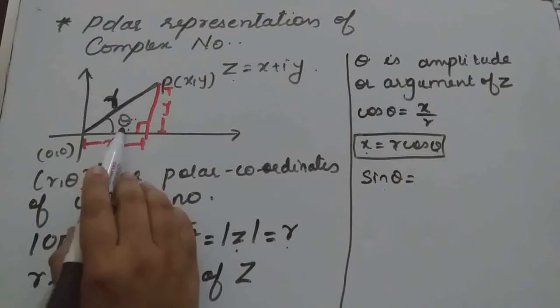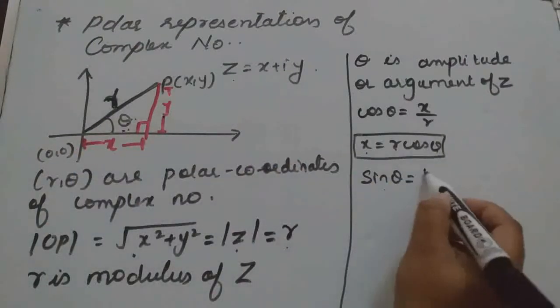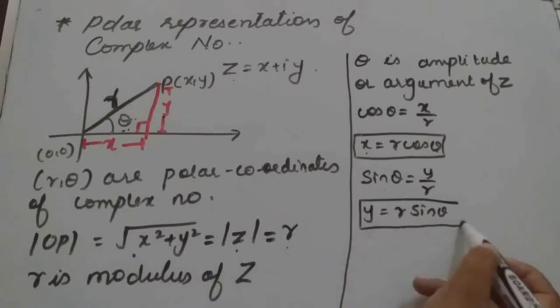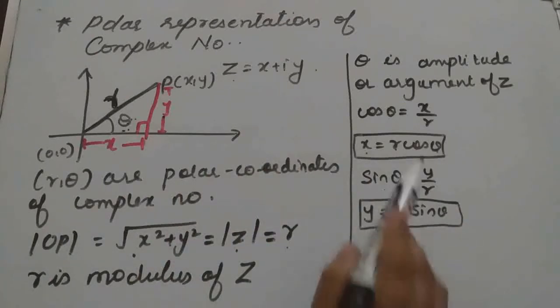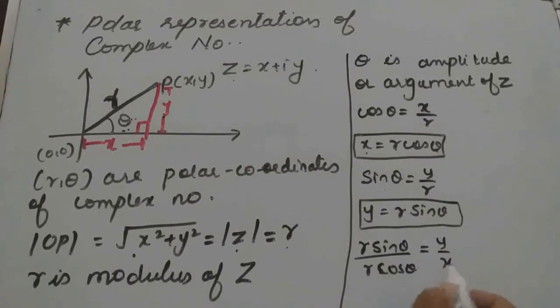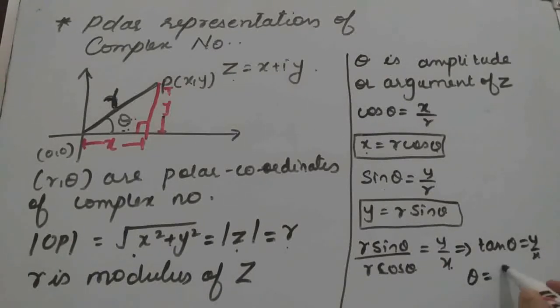Or else sine theta. Sine theta is what? Opposite upon hypotenuse, that is y by r. So y equals r sine theta. By using this expression also you can find it. Or out of this, one new expression you can get: divide equation 1 and 2, y by x. That will give tan theta is y by x. So theta is tan inverse y by x. Directly from this formula also you can find theta, that is the argument of z.